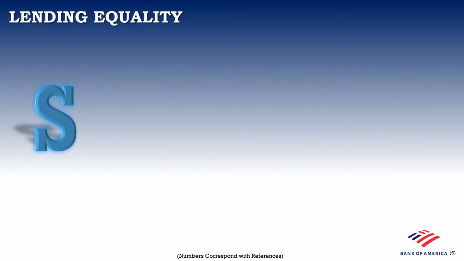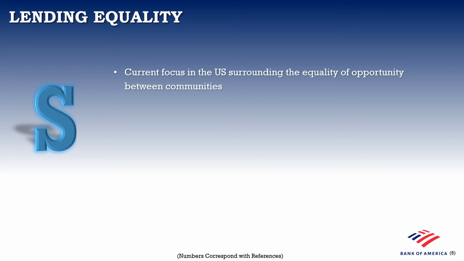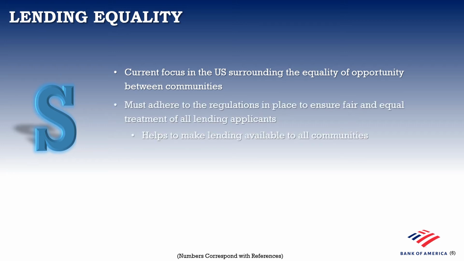Moving on to sociological, looking at lending equality, the current focus in the U.S. is surrounding the equality of opportunity between communities, ensuring that the traditionally underserved communities are properly represented and also have the same opportunities for home ownership, vehicle ownership, and different types of debt retirement strategies is very important, and it's a big area of focus right now. So this definitely puts pressure on Bank of America to make sure that they are participating in those programs.